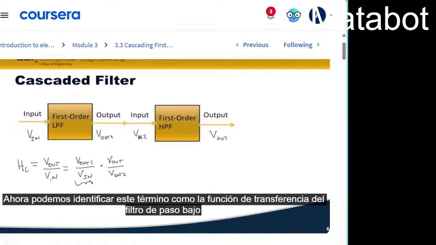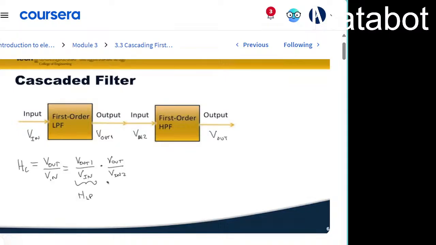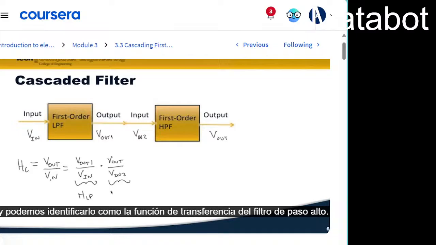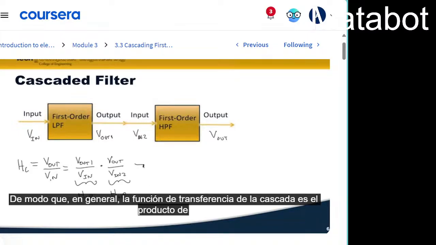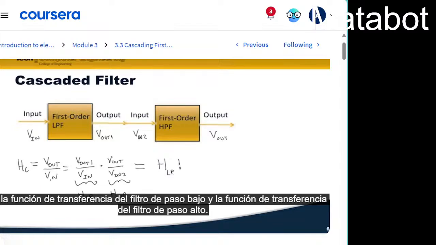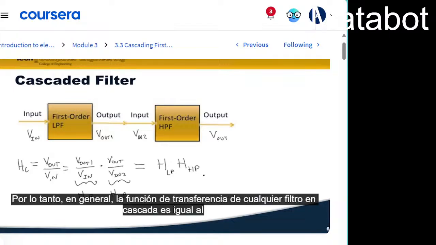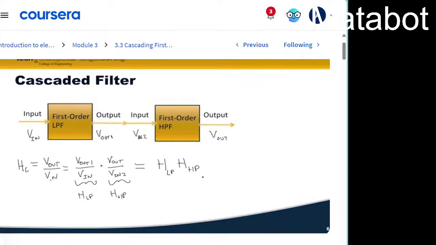Now we can identify this term as the transfer function of the low-pass filter, and we can identify this as the transfer function of the high-pass filter. So that overall, the transfer function of the cascade is the product of the low-pass filter transfer function and the high-pass filter transfer function. So in general, the transfer function of any cascaded filter is equal to the product of the transfer functions of the individual filters in the cascade.